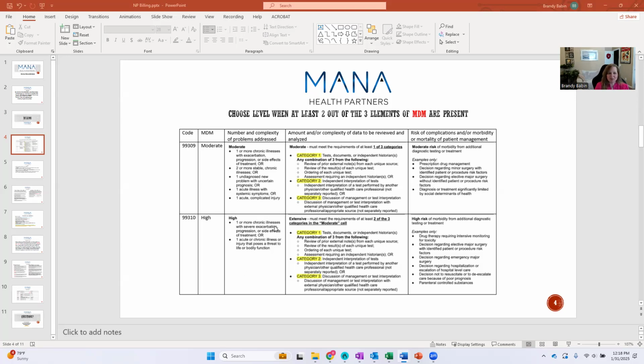They have to have something going on that's either severe exacerbation or that poses a threat to them. And then transferring the decision to hospitalize meets that 2 criteria. So as long as you're documenting both of those, when you transfer a patient to the hospital, they should meet a 99310 every time. And then there's the decision not to resuscitate or to de-escalate care.